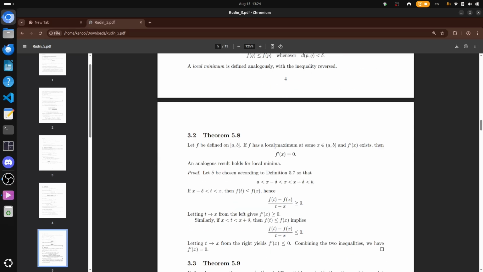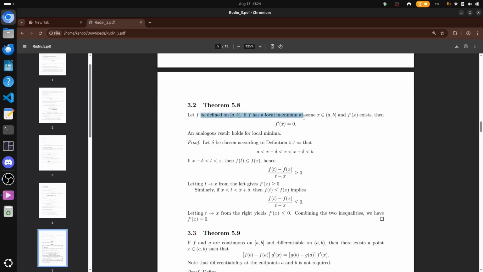Now we have the following theorem. Let f be defined on (a, b). If f has a local maximum at some x in (a, b), and f prime of x exists, then f prime of x is equal to 0. Basically what you're going to do over here for this interval, the strategy is taking intervals before and after and showing that one is greater than 0 and one is less than 0, and we know when the derivative exists it is continuous, so we know that at one point there's going to be the derivative being 0. That's what we're doing.